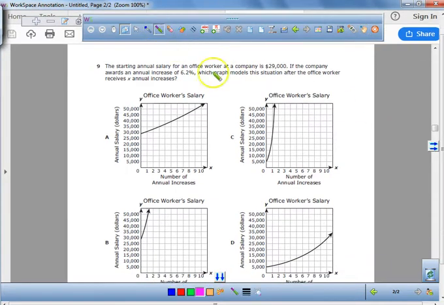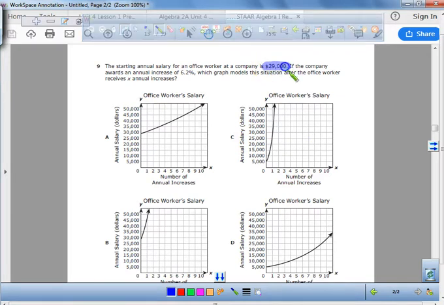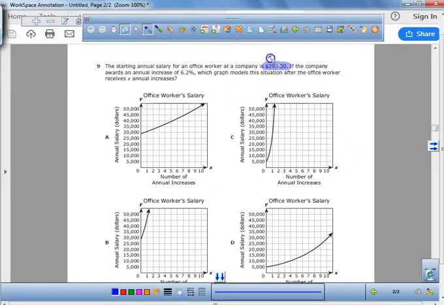Okay? So the thing that's important to analyze these graphs is: where are you starting? How much is this office worker making? $29,000. That's the very first thing you want to look at, your starting point. Just write that down on your paper.